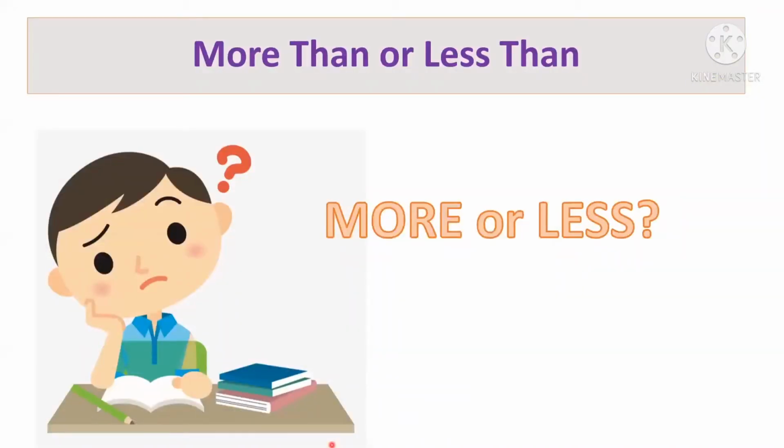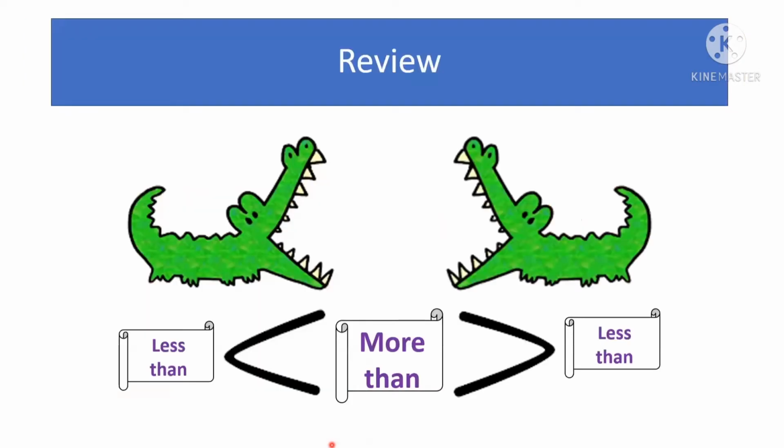Today, let's learn a little bit more about the more than or less than concept. More than is the number that is bigger, less than is the number that is smaller among the numbers that we are comparing. So, the hungry number gator, as we know, will always open its mouth towards the bigger number or the number which is more than the other number, and it will ignore the less than number.